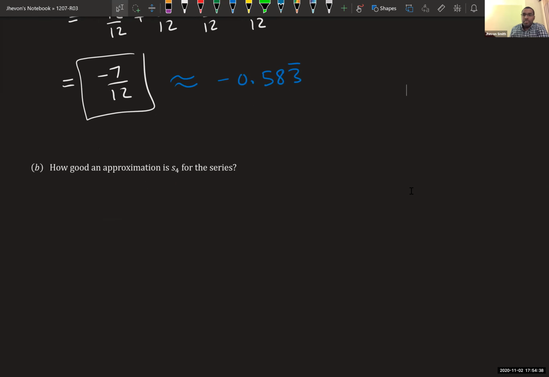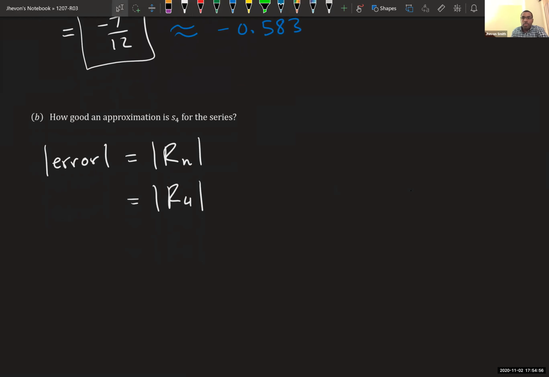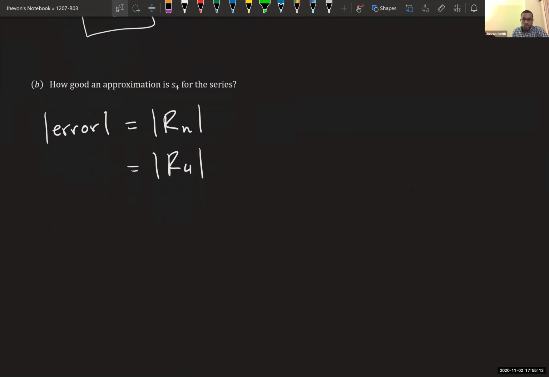And what do you guys think? So if I want to actually measure the error, this is just the size of the remainder term, which in this case is R4. What can you tell me about R4 according to the alternating series approximation theorem? Wouldn't it be at most 1/5? How did you get 1/5? It's A sub 5, right.